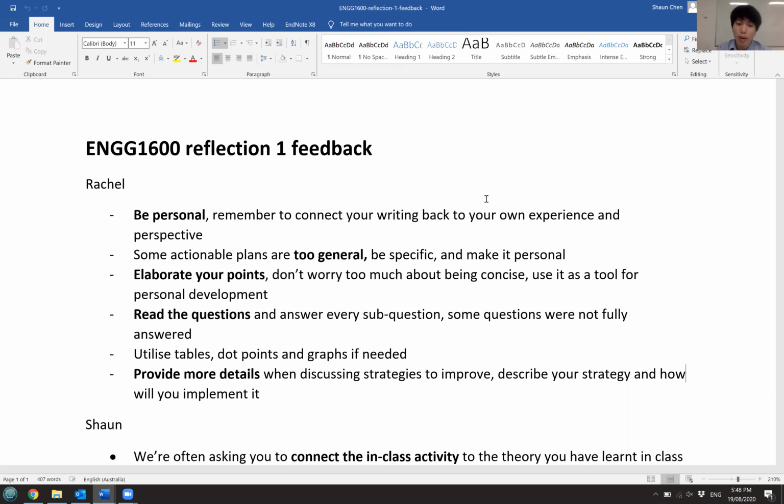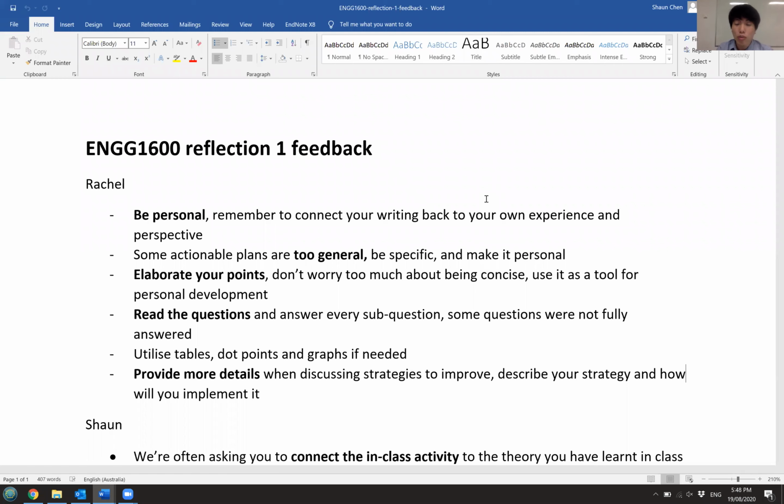Rachel also says to elaborate on your points. That fits into the two general comments above. So don't worry about writing if it's too long, if it's going to go over a word limit or anything. We'd rather you get your important points across than for you to try and run out of words.